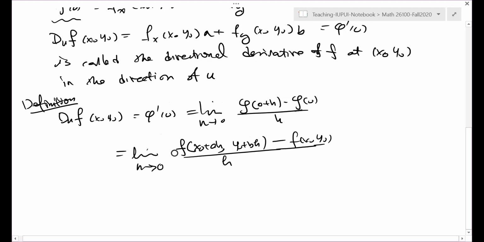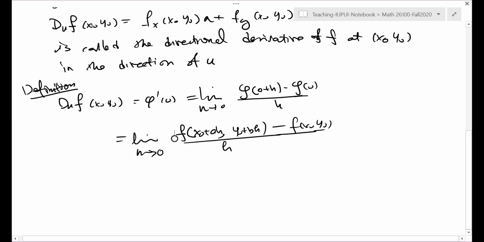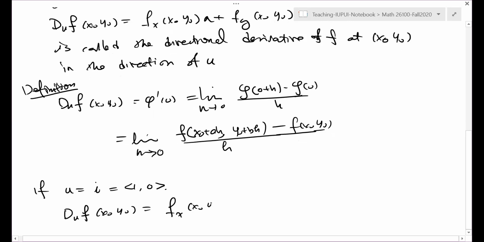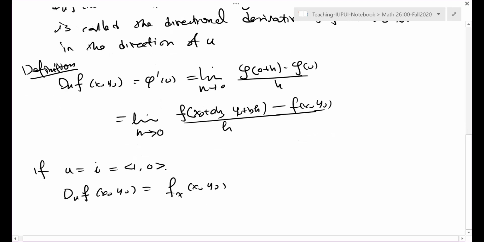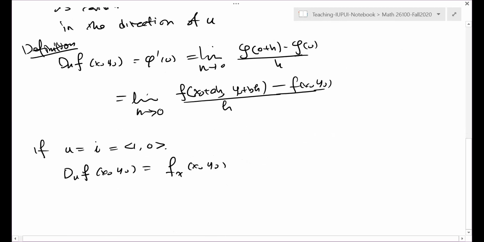But you notice that the partial derivative of the function is also a directional derivative. In fact, if u is going to be i, which is (1, 0), then the directional derivative of the function f is just this partial derivative with respect to x. The reason is, look, a is going to be 1, b is going to be 0.